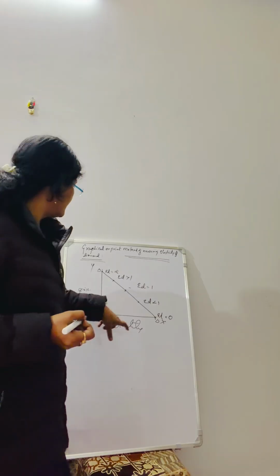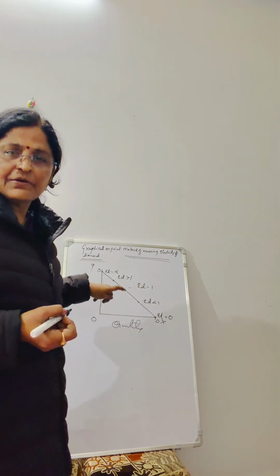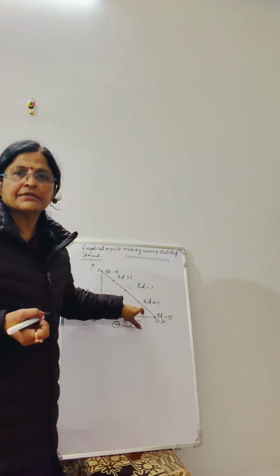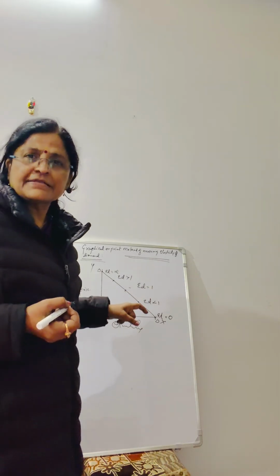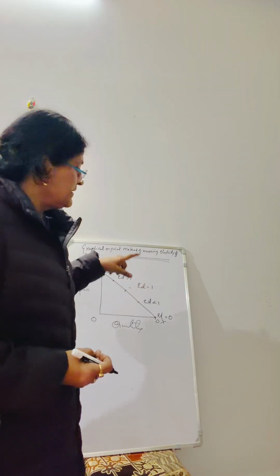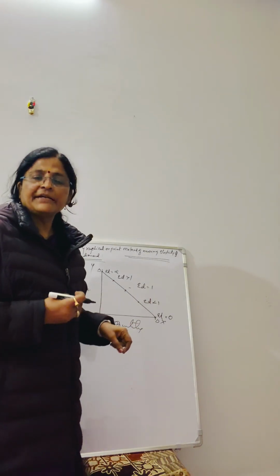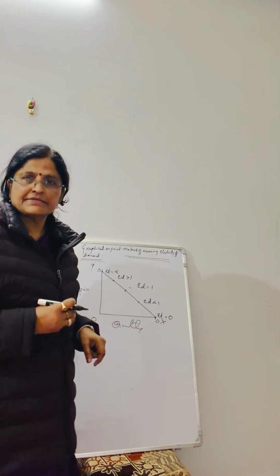So this is called the graphical method or point method, because the points on the demand curve show the elasticity of demand in different degrees. So we have completed this graphical or point method of measuring the elasticity of demand.